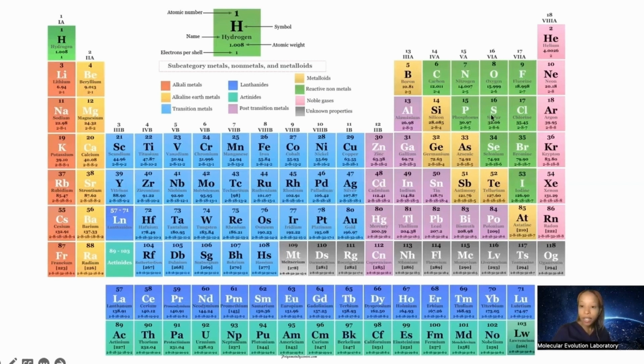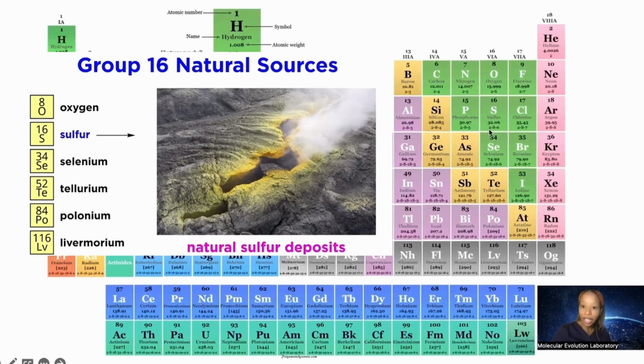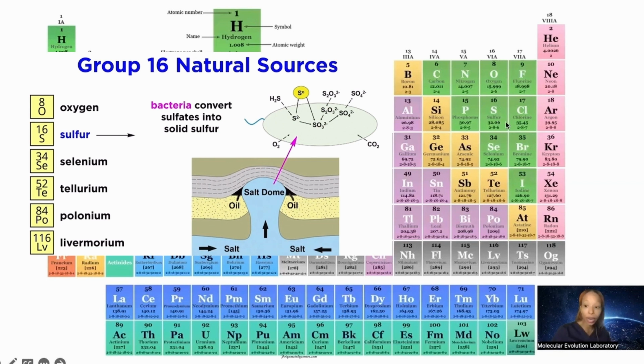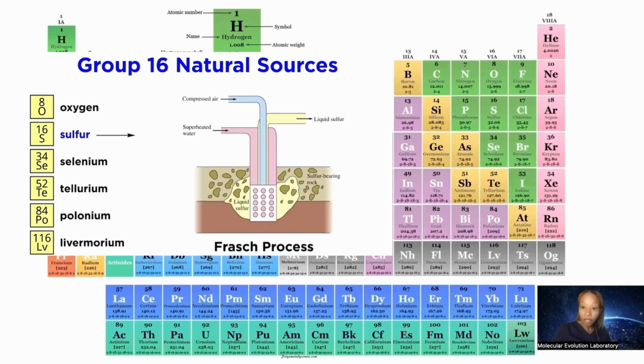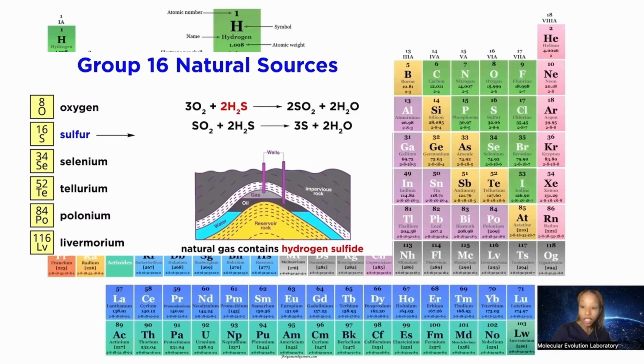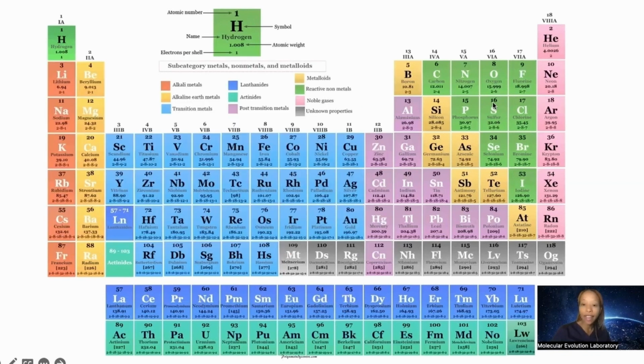Sulfur you tend to find naturally in volcanoes or geothermal events. Sulfate can also be converted to solid sulfur by sulfur bacteria. We can also obtain sulfur from hydrogen sulfide in natural gas. And it can also be reacted with oxygen to produce sulfur dioxide and water.